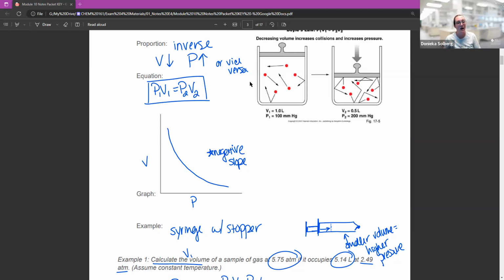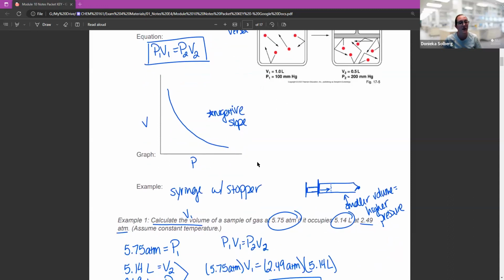If I were to graph this, I would get a nice pretty graph like this, volume and pressure. As one changes, the other one goes down. Okay, so volume goes up, pressure goes down. So this would be a negative slope, and this is what an inverse curve looks like. You will see one of these in the lab.